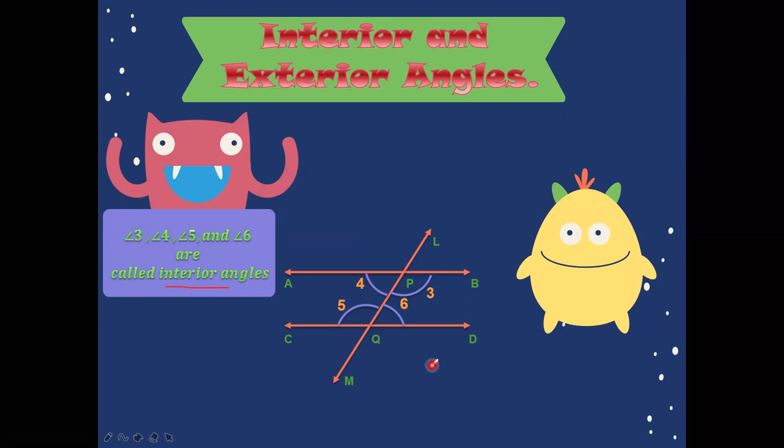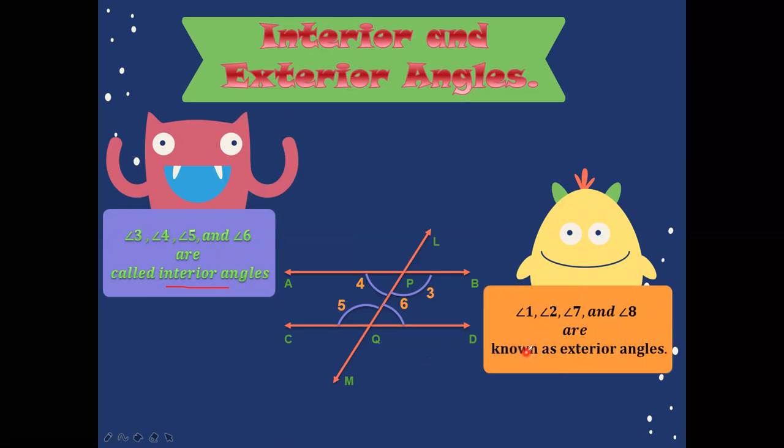Okay, now what will be the exterior angles? Obviously, those that lie outside the parallel lines. So what are the exterior angles? Angle number 1, angle number 2, 7 and 8 are known as exterior angles. Now let's check out what are your angle number 1, 2, 7 and 8.